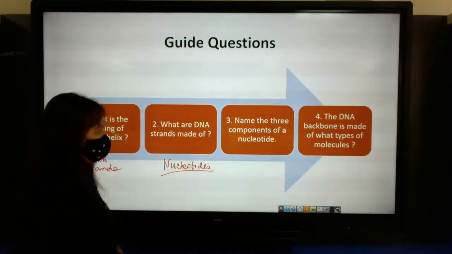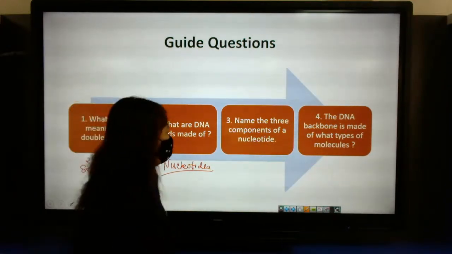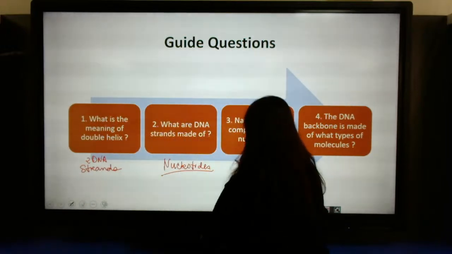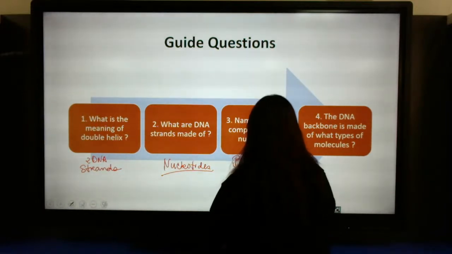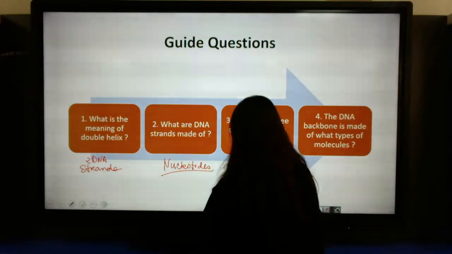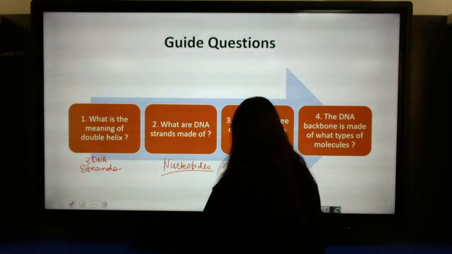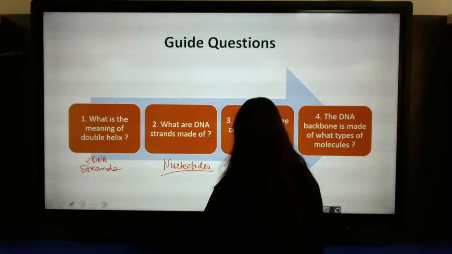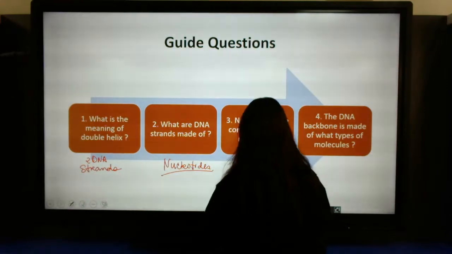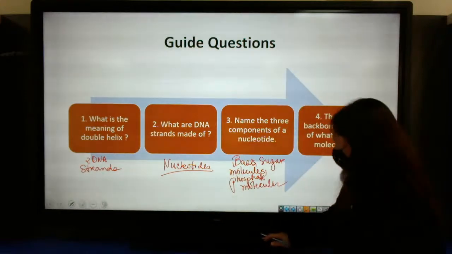And the 3 components of a nucleotide are what we call base. So I have the base, sugar molecule, and we have the phosphate molecules. So these are the 3 components of a nucleotide.